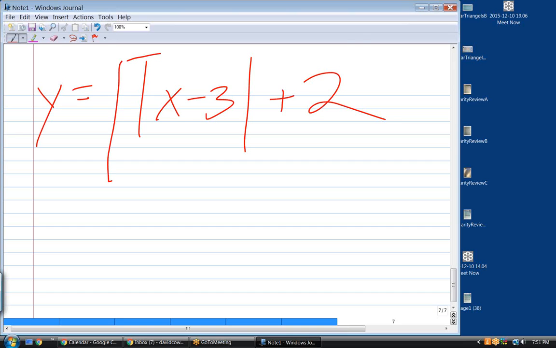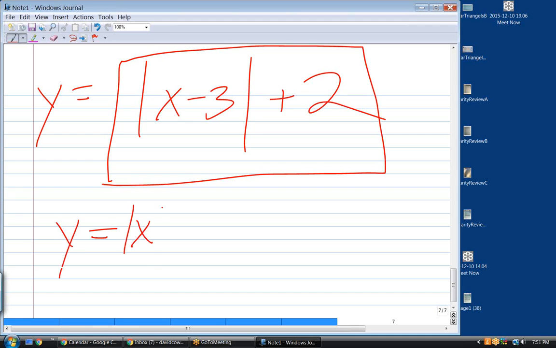Anything like this is merely a translation of the elementary function y equals absolute value of x. Well, I know how that graphs. It graphs like this. So I have to take this graph and move it 3 units to the right and 2 units up.